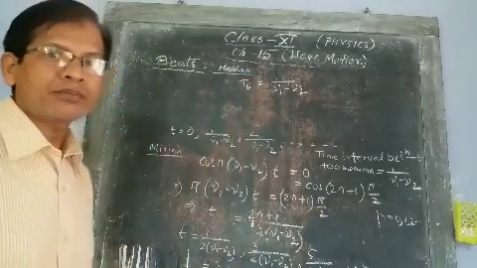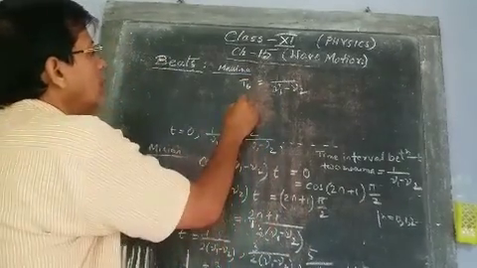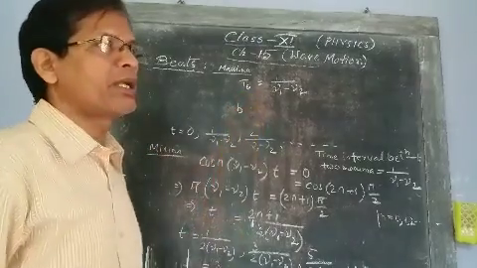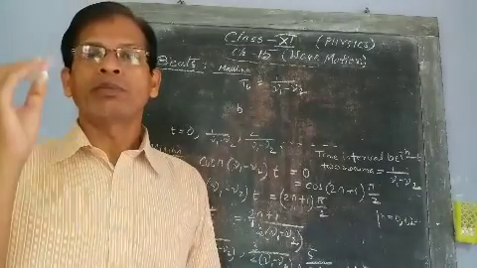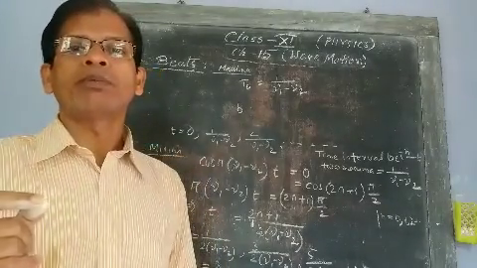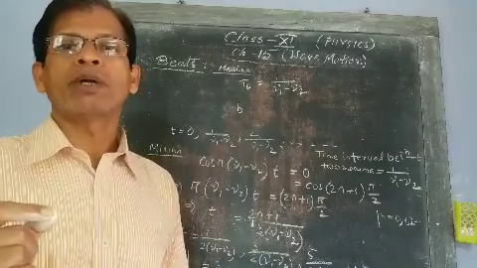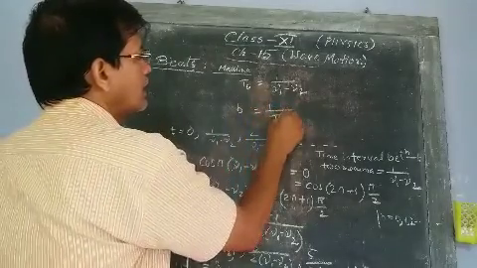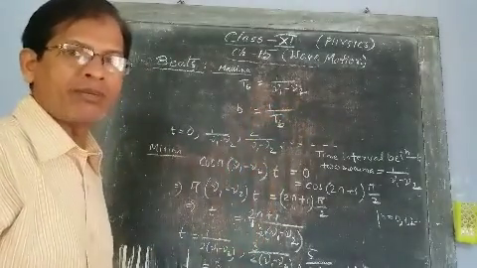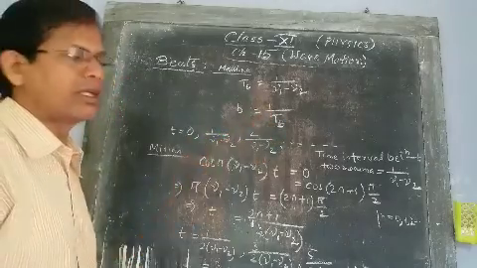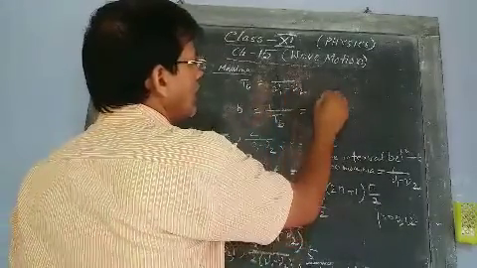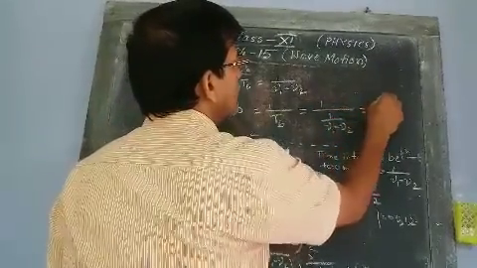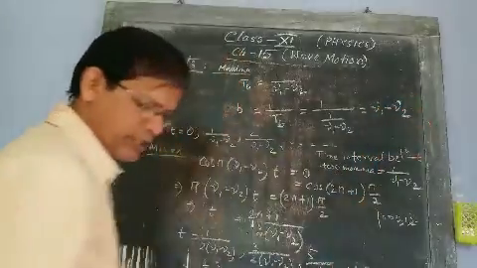So what is beat frequency? Beat frequency means beats per second. Frequency means 1 by time period, so beat equals 1 by TB. And this is equal to 1 by 1 by (mu 1 minus mu 2), so this is equal to mu 1 minus mu 2. This is the expression for beat.